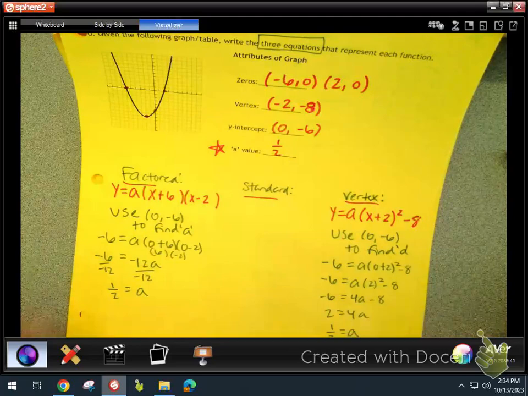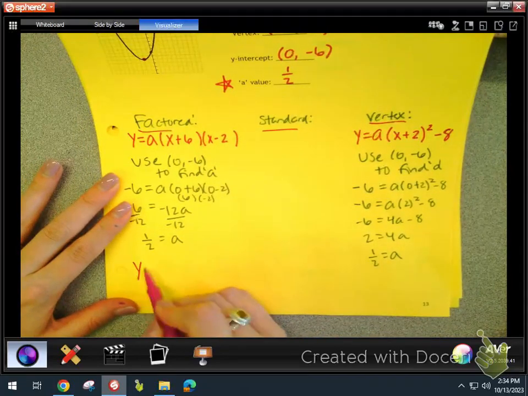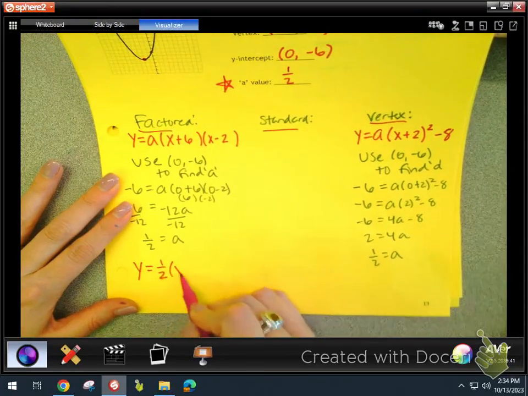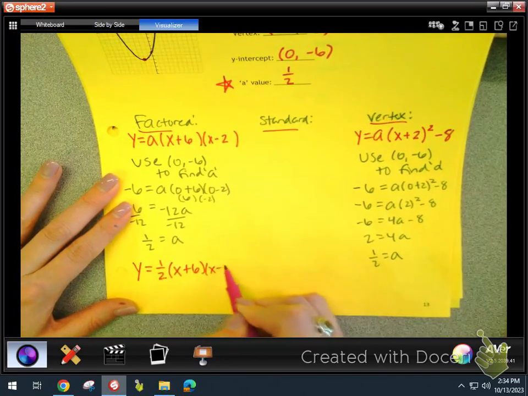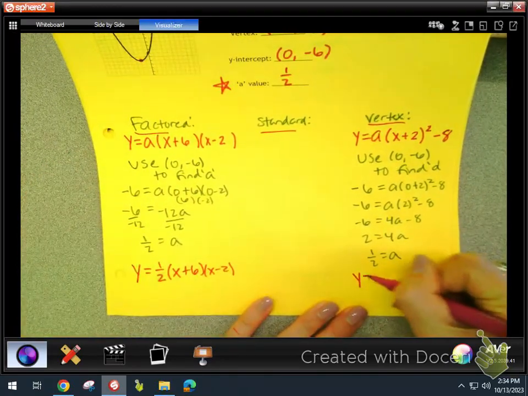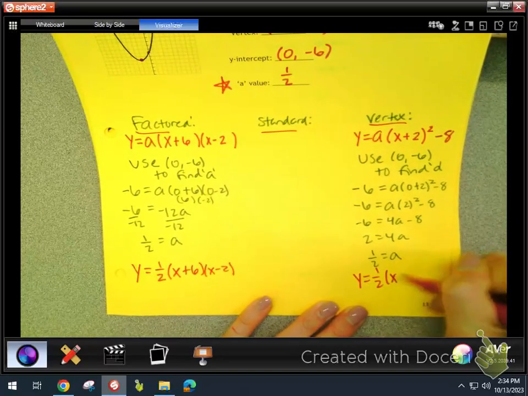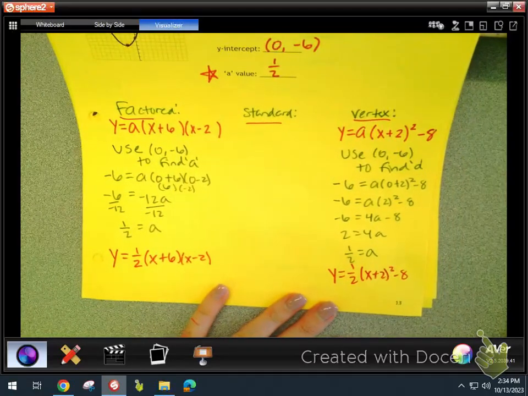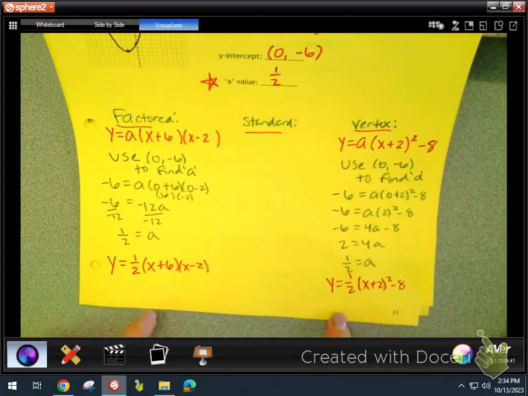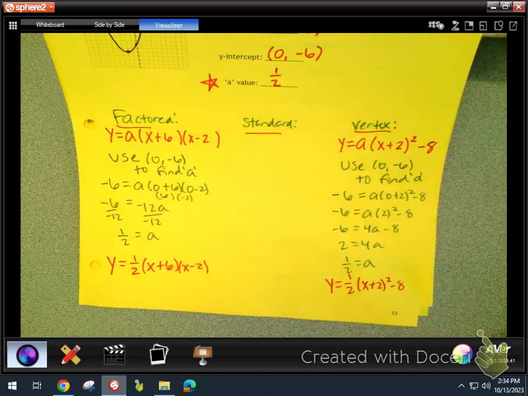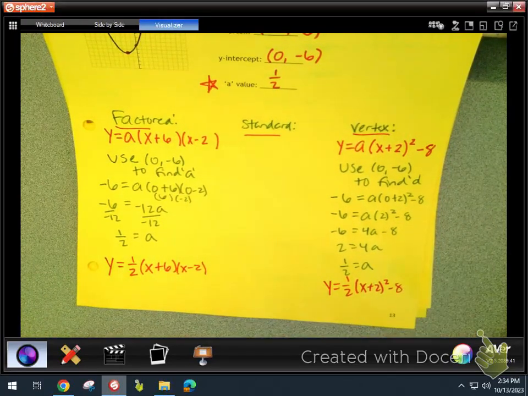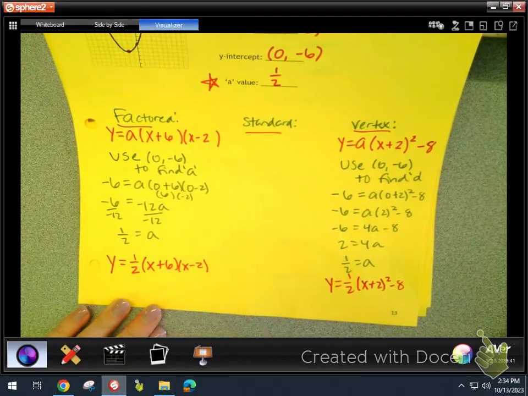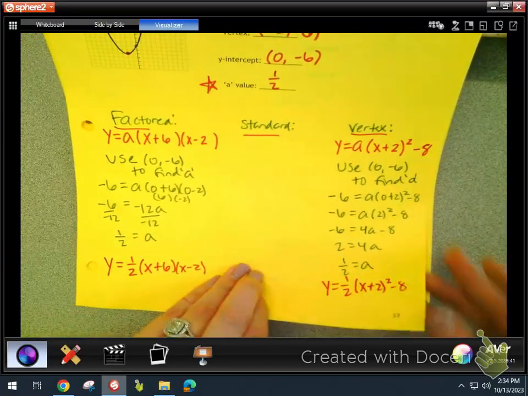Okay, now that we know all of this, we can go and write our factored form real quick. 1/2 (x plus 6)(x minus 2). We can write our vertex form. 1/2 (x plus 2) squared minus 8. How do we get to standard form? You just do what we've been doing. Convert. Where do you want to convert from? This one or this one? What's quicker? I don't think factored form's quicker, but you do you. Okay? So convert that, get to standard.